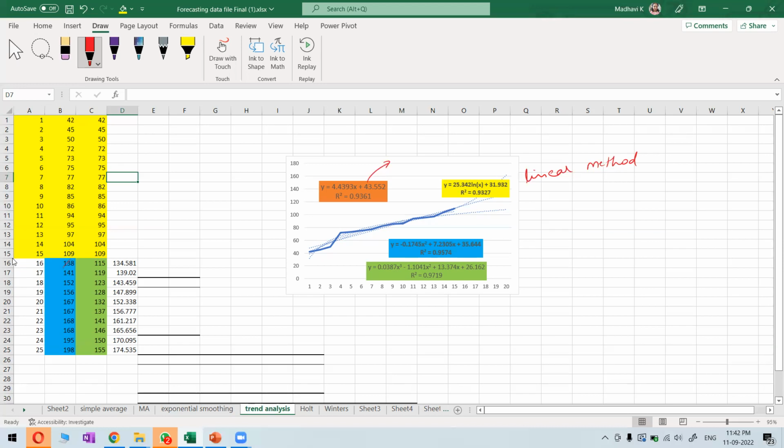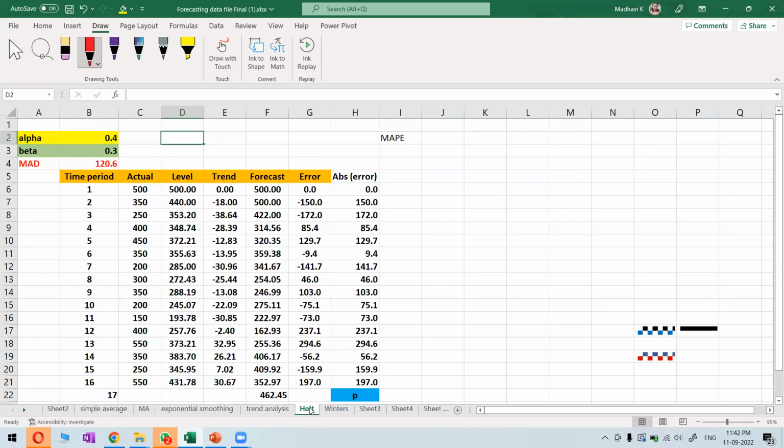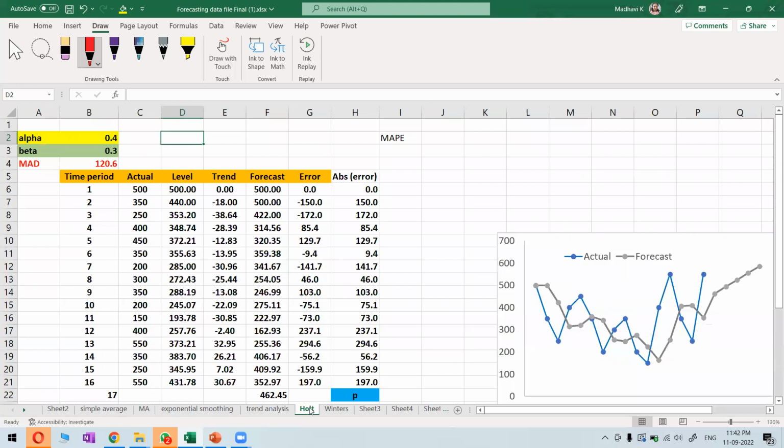And we already know that for R square, anything which is closer to 1 is the most relevant one. So this is another method of forecasting the values. I think that's all.